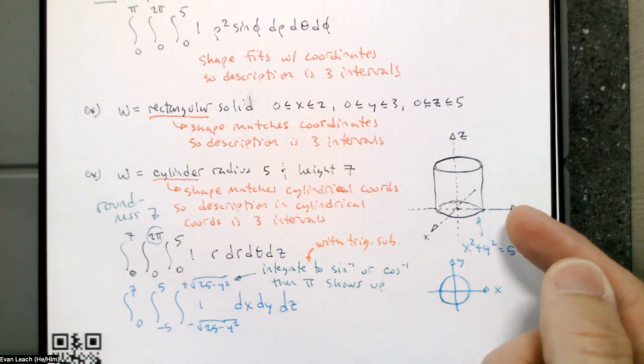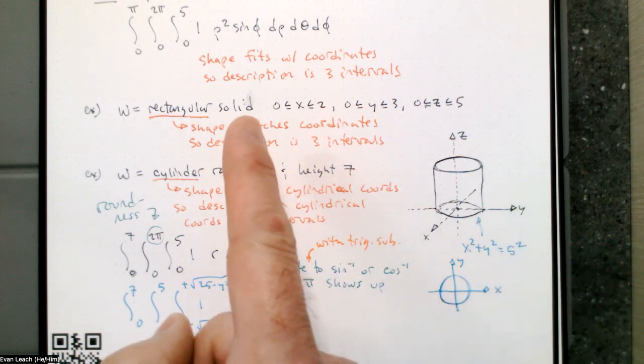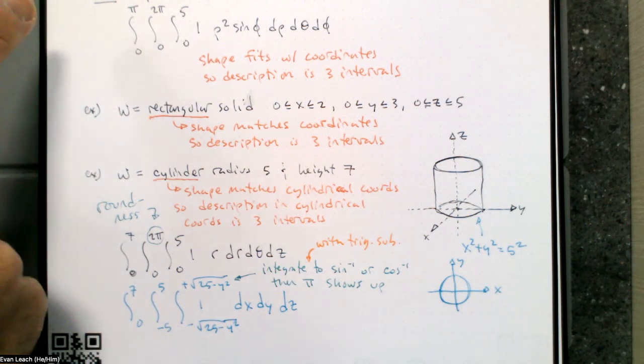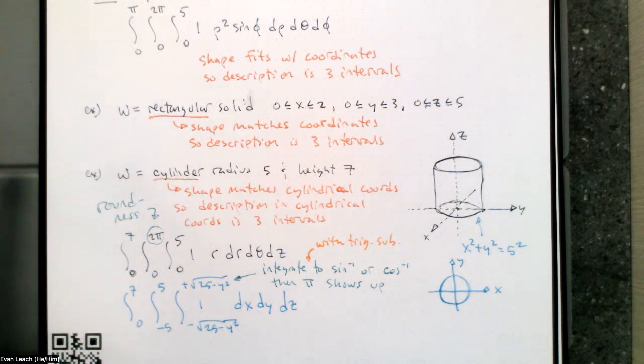What would this cylinder look like in spherical coordinates? What would this rectangular solid look like in cylindrical coordinates or spherical coordinates? So we know that rectangular box, cylinder, and sphere are all easy in their given coordinates. What would those shapes look like described as triple integrals in alternate coordinates?